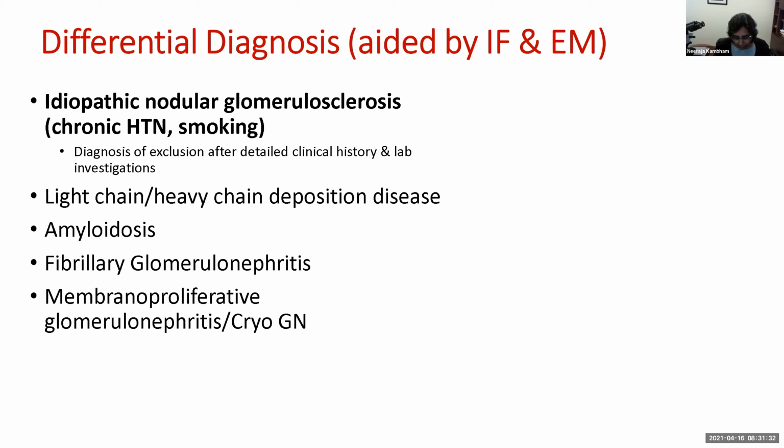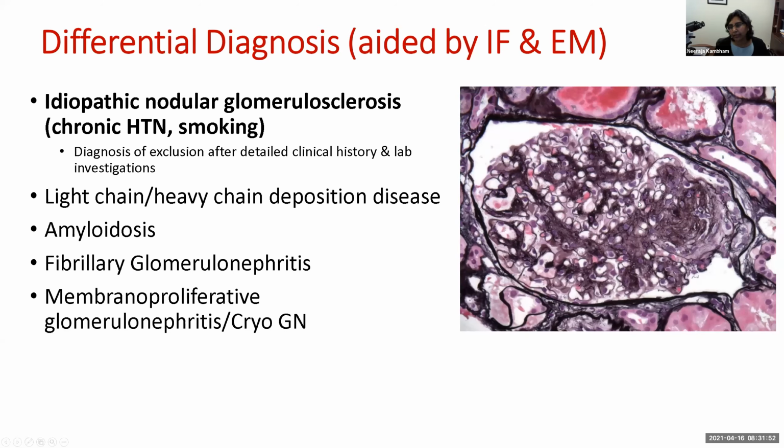So when we look at a biopsy with diabetic nephropathy, we are wondering what else it could be. There are certain diseases we think about. One important thing I want to share is what's called idiopathic nodular glomerulosclerosis. This is actually a biopsy from a patient who does not have a clinical diagnosis of diabetes mellitus. The glomerulus clearly shows the KW nodules, the Kimmelstiel-Wilson nodules, and mesangial sclerosis.